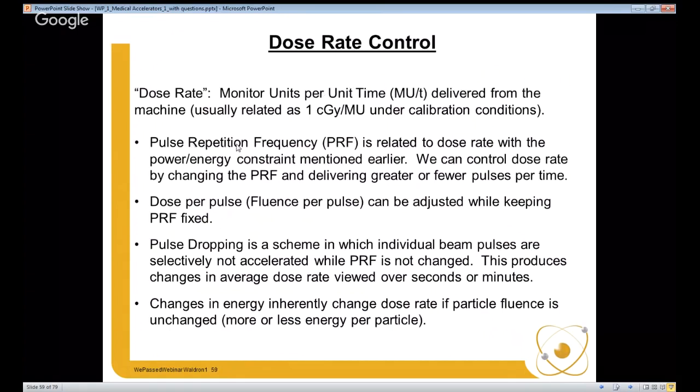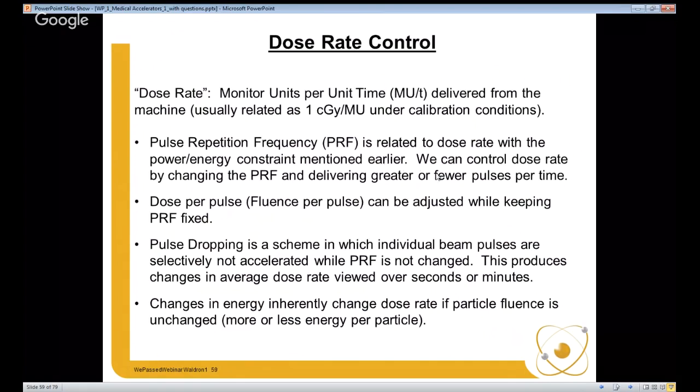If I change the pulse repetition frequency, I will change the dose rate, where what I'm calling dose rate is the monitor units per time on my machine. I would like to stay away from the word dose. I'm using it very loosely here. Although usually, we're talking centigrade per minute under some specific conditions. The pulse repetition frequency is the PRF. It is the number of pulses per second.